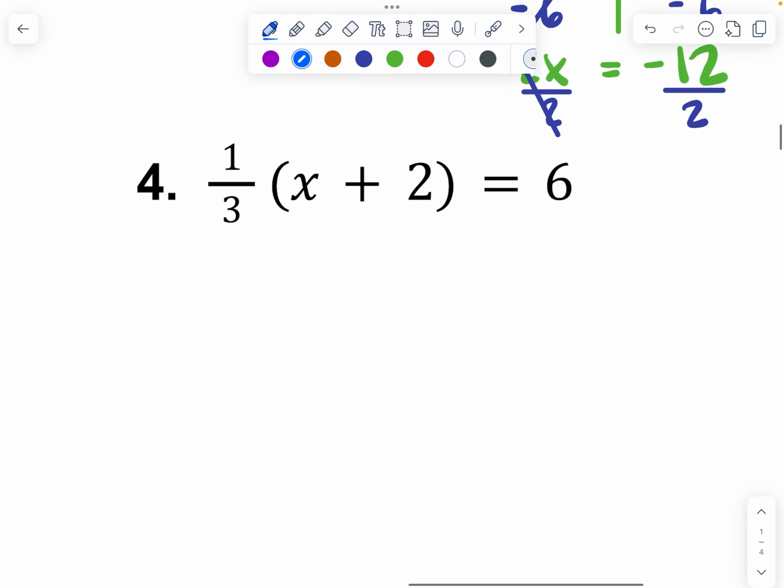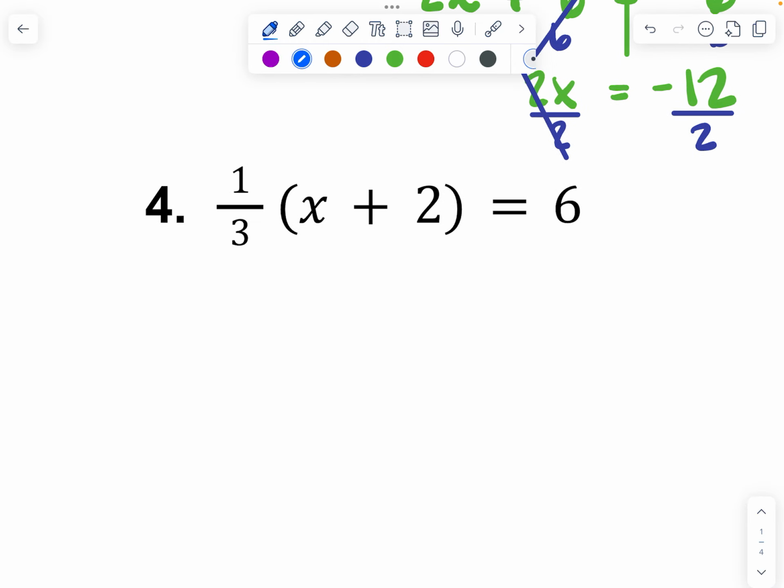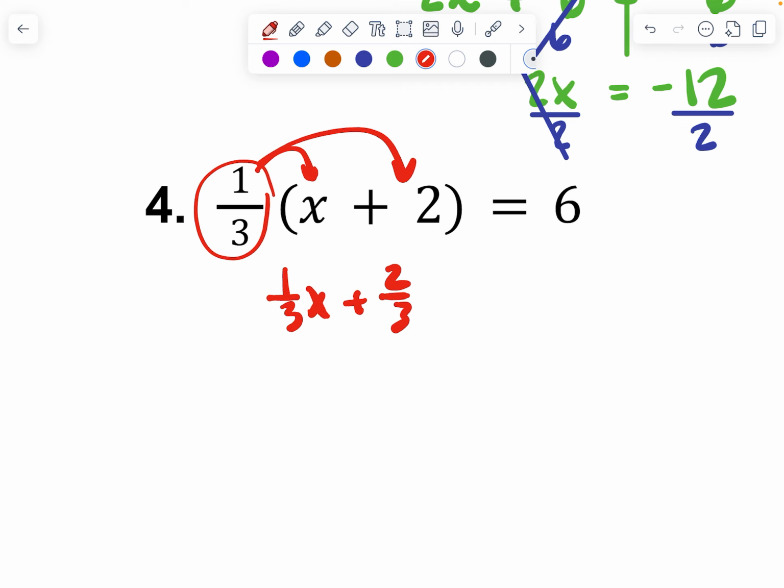So we have a fraction and we have parentheses. So there's 2 different ways you can go about doing this problem, right? If you want to distribute, you can. I would not suggest it because if you distribute, you're going to get 1/3 x plus 2/3. So you took an equation that has only 1 fraction in it, and now you have 2. But you're totally welcome to do that. There's absolutely nothing wrong with that.